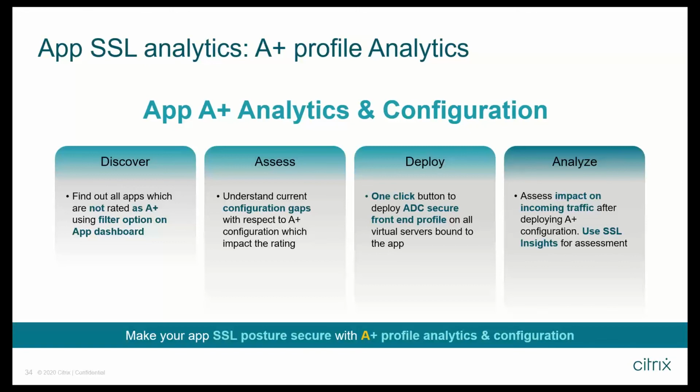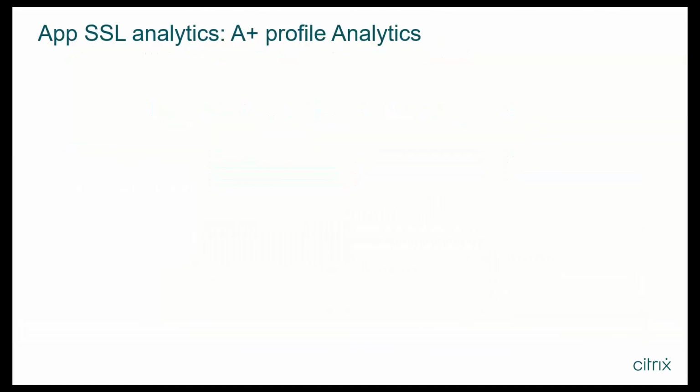Once you've assessed that and you want to go ahead and make the application A+, we have a one-click way of doing that, in which you say that you want to apply the A+ rating, and in the backend it will deploy this ADC secure front-end profile on all the virtual servers bound to the app, which will make it A+. And thereafter, you can choose to analyze the impact on the incoming traffic after you've done these A+ configuration changes by using SSL Insight. So this end-to-end mechanism will help you assess your SSL posture, how secure it is, understand which particular applications are not A+, and then take the recommended actions.